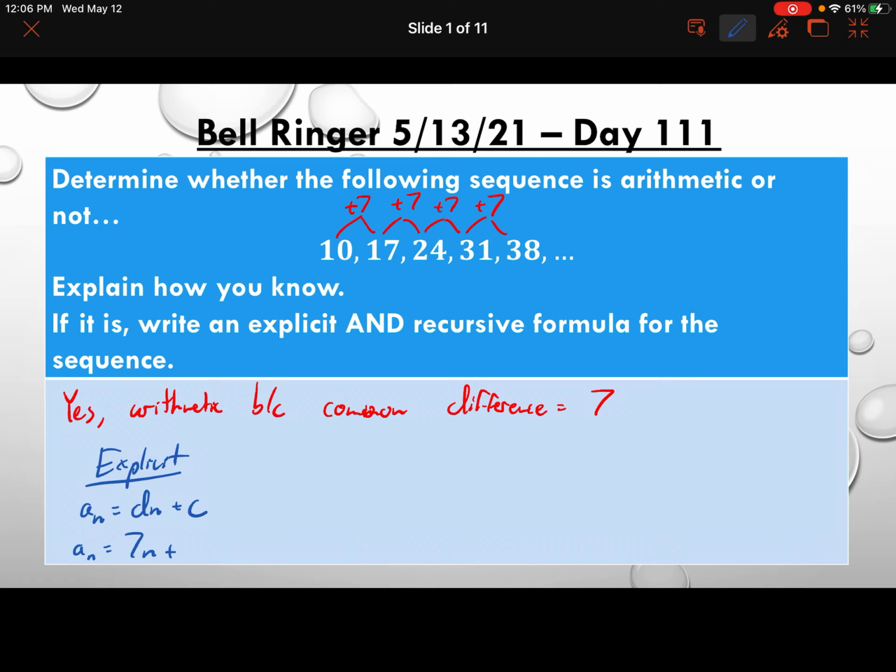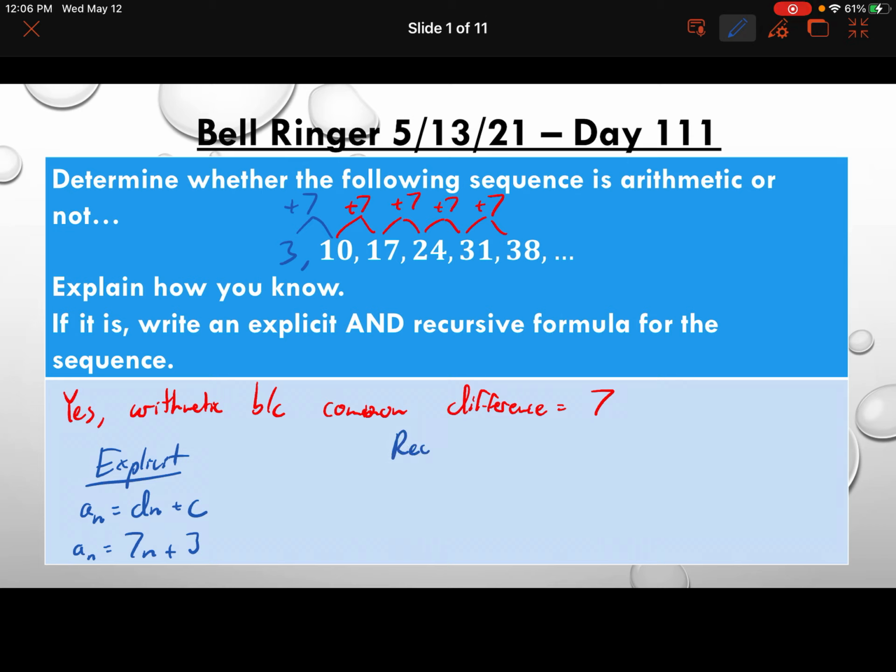So what would be the term before the first term? Well, if we went backwards, that means the zero term, quote-unquote, would be 3. That would be the term before 10 if you did the pattern backwards. So that means our c value is 3. So that is our explicit formula. Oh, wait a second. Whoops. Did I put plus 10? I meant to put plus 3. That is our explicit formula.